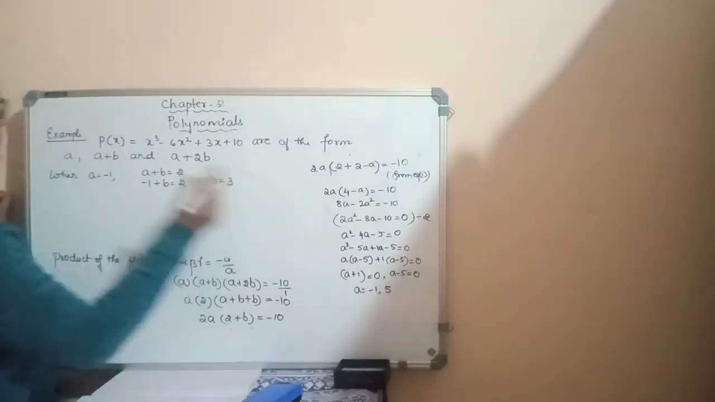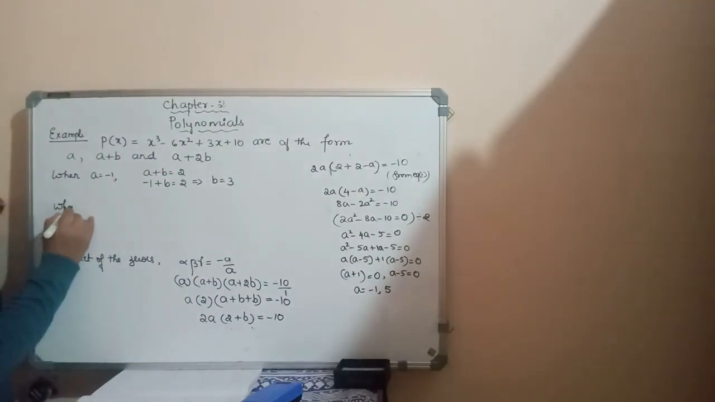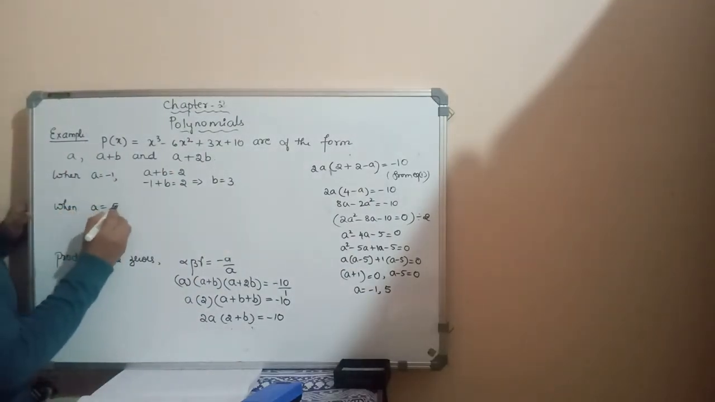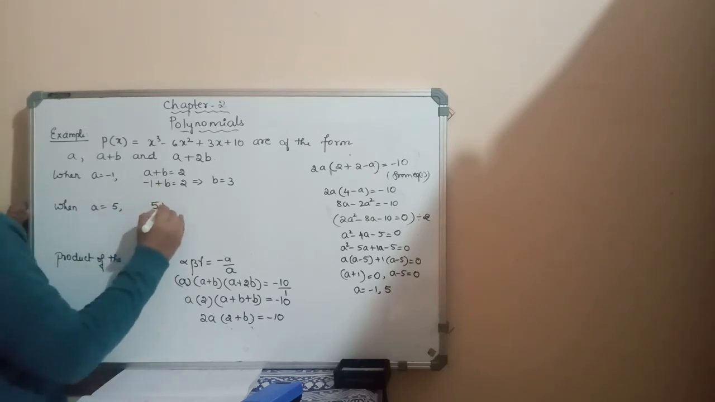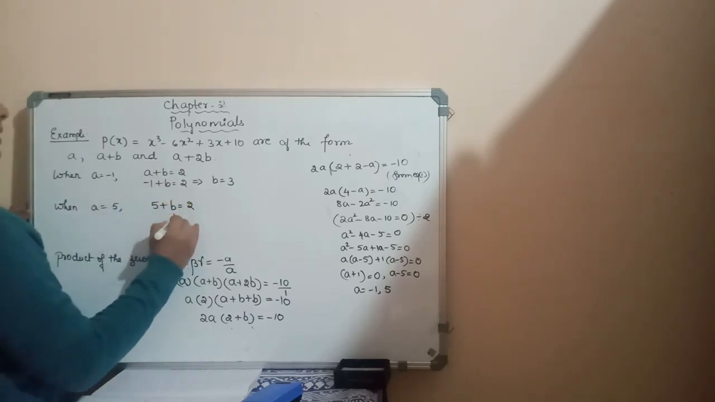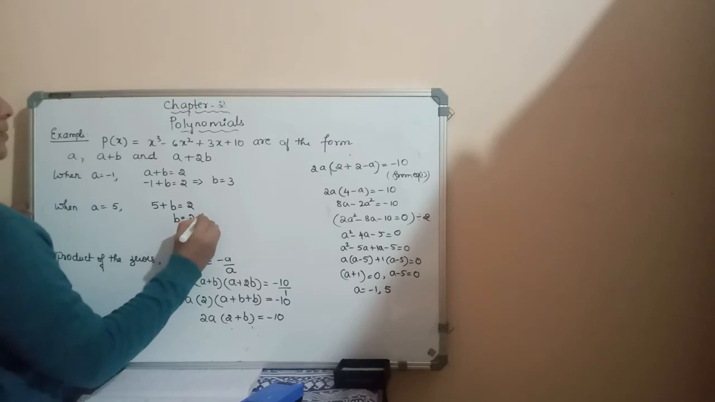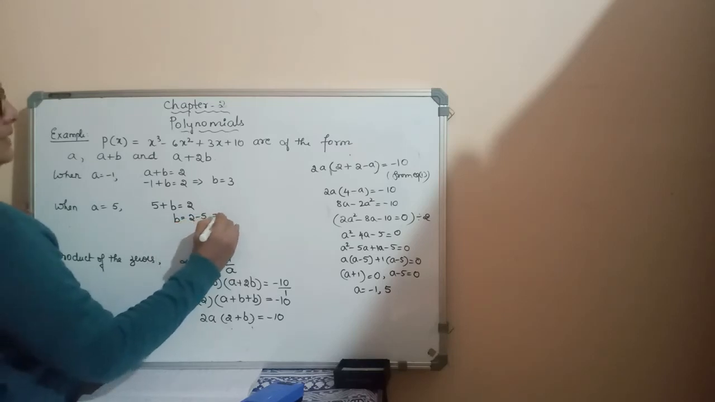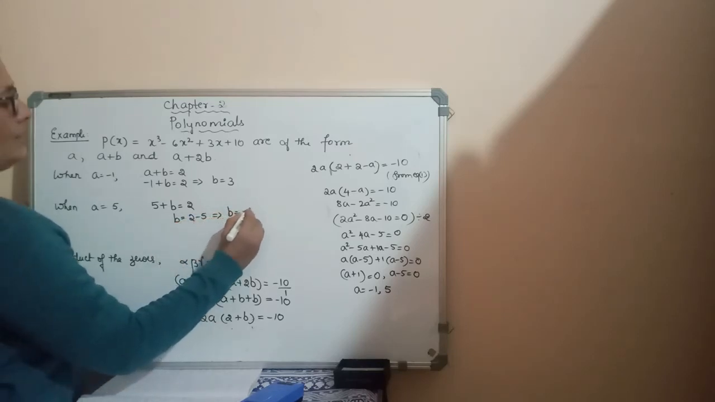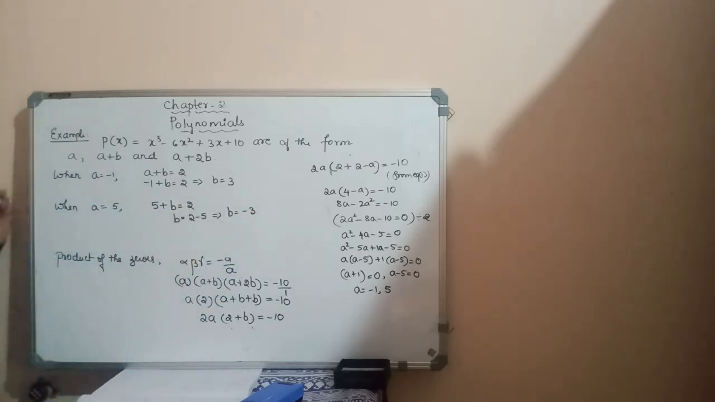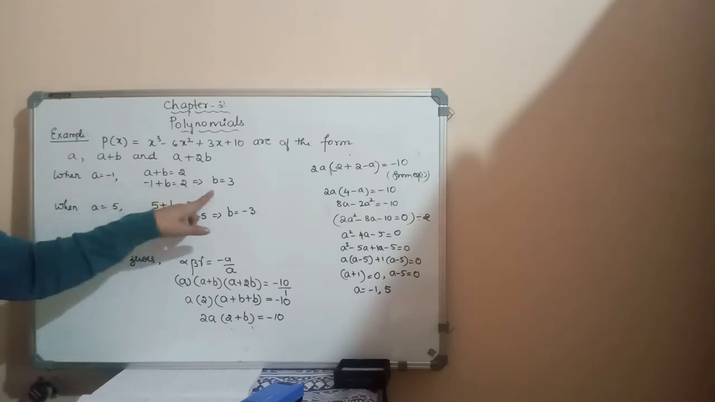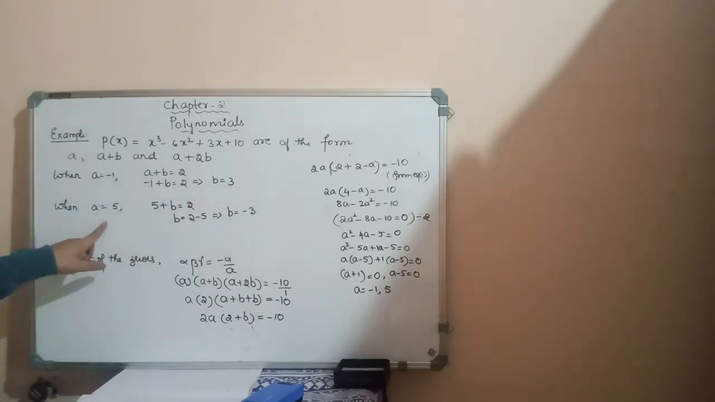When a equals 5, then 5 plus b equals 2. b equals 2 minus 5, which is b equals minus 3. So when a is minus 1, b is 3. When a is 5, then b is minus 3.